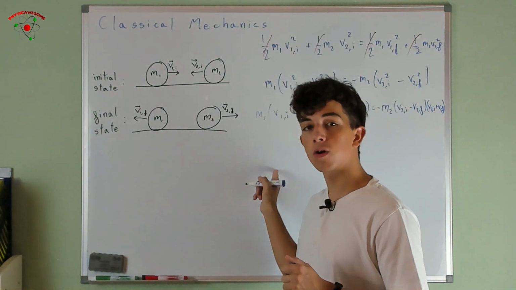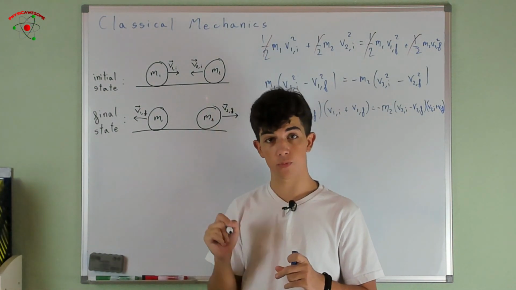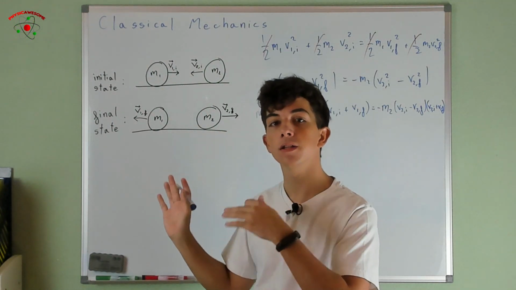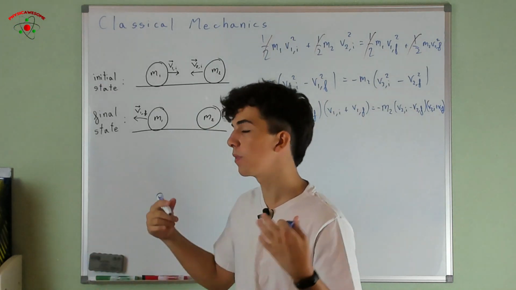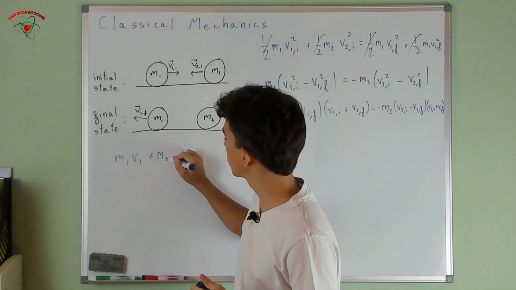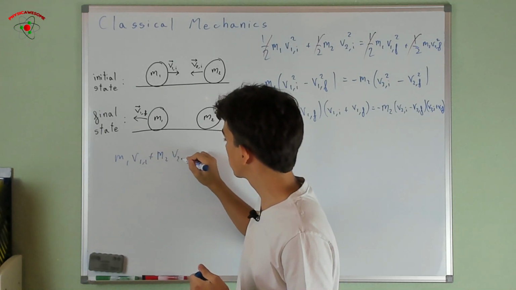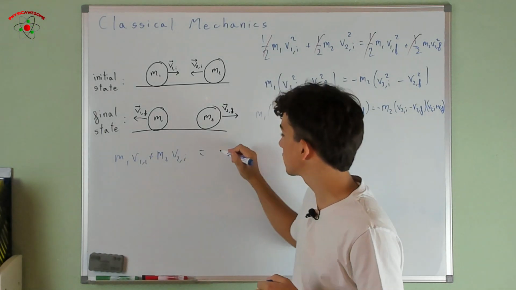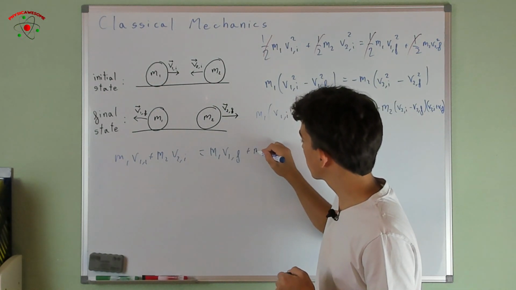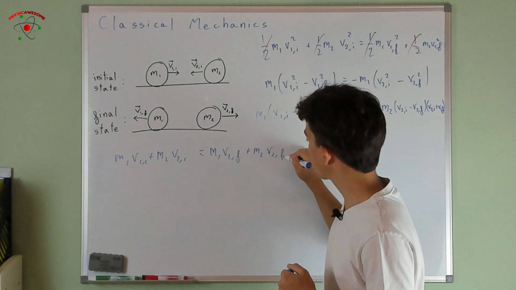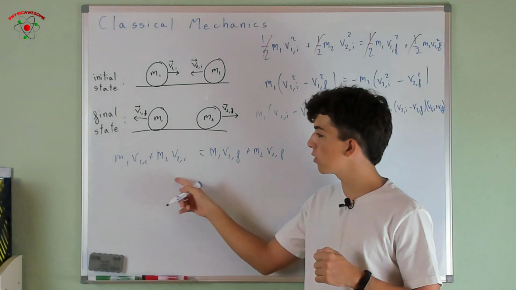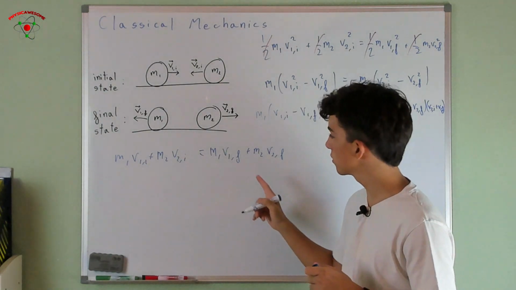Now that we have this, we're going to apply our momentum principle, and recall it was that the momentum in the initial and the final state is equal. Therefore, m1 v1 initial plus m2 v2 initial equals m1 v1 final plus m2 v2 final. Now we're going to group once again the masses on each side of the equation.